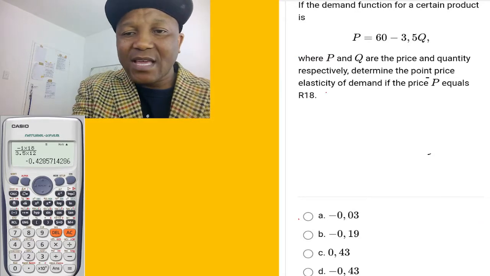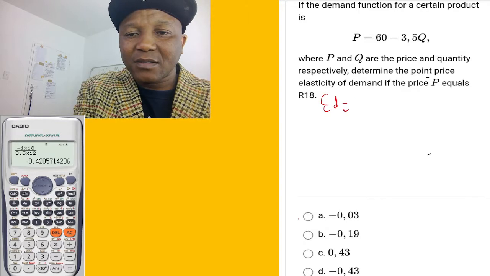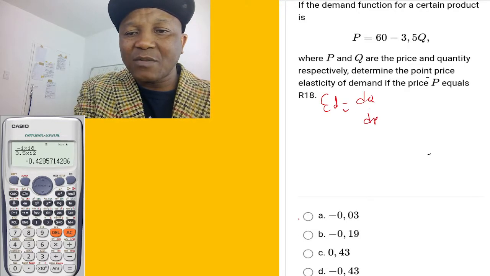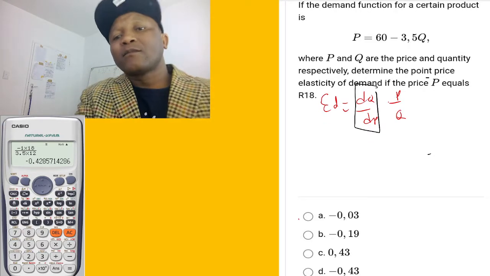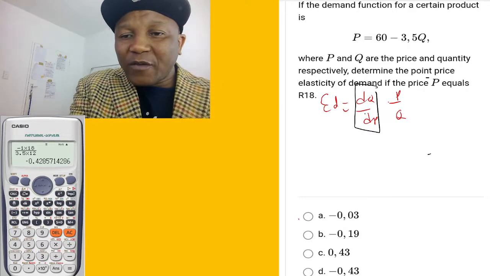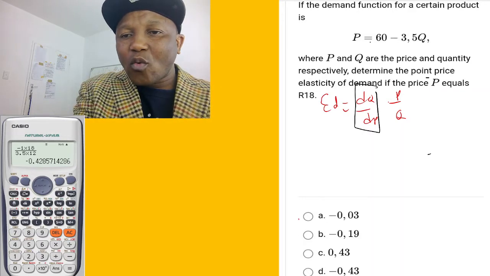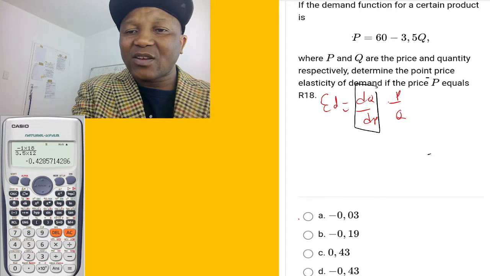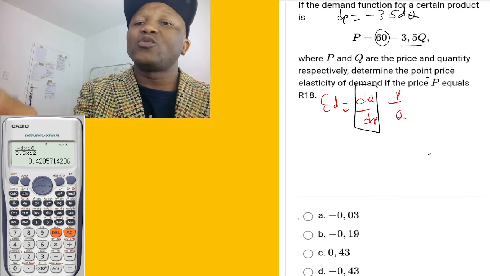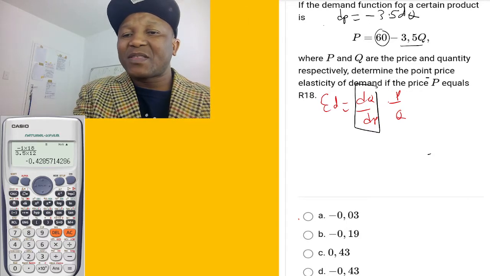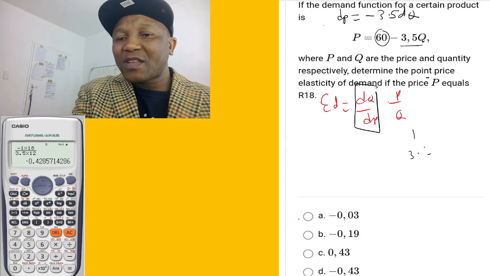So we say elasticity of demand equals dq over dp, and this is going to be p over q. Now, you differentiate dq and dp. So there's a lot we can do. If I differentiate this, when you differentiate p, you get dp equal to 0 minus, differentiate this is going to be 3.5 dq.